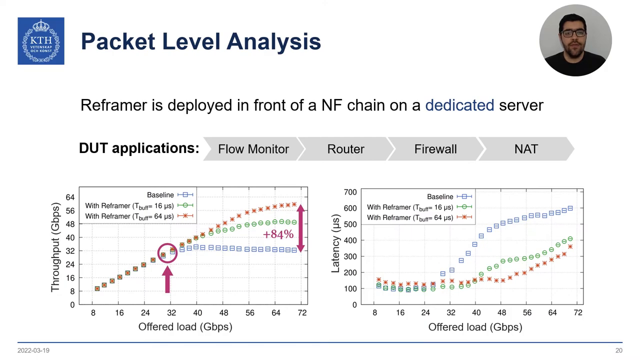Also, a similar benefit is shown in the right figure in terms of average end-to-end latency. You can see that the end-to-end latency starts to increase dramatically when the offered load reaches around 30 gigabit per second in the baseline case. But the DUT can tolerate more traffic when a Reframer instance is deployed in front of it. I should mention that the latency in all experiments is measured end-to-end, which means that it includes the time that packets spend in the Reframer buffers.